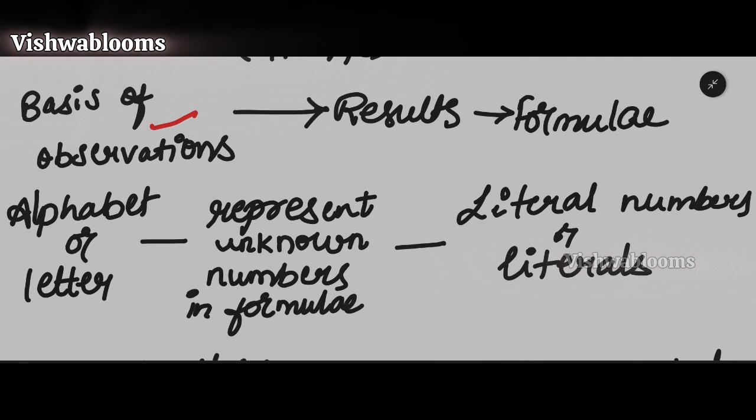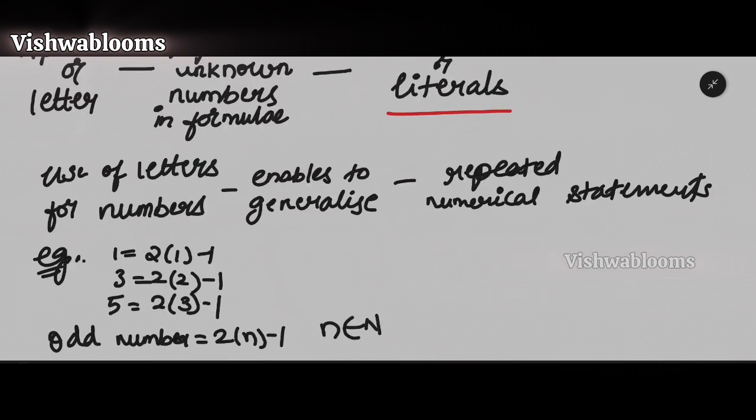Okay. Next, we use letters or alphabets to represent the unknown numbers in the formula. Those unknown numbers are called literal numbers or literals simply. Now we will see the use of letters for numbers. The use of letters for numbers enables us to generalize. So you get a generalized formula, right? It will generalize the repeated numerical statements. Now we will take an example here.